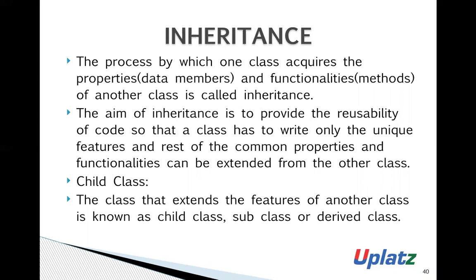Now, what is the aim behind inheritance? It is to provide reusability of code so that a class has to write only the unique features and the rest of the common properties and functionalities can be extended from the other class. That is, you write only the essential features or the unique things of this class, and all the other things can be inherited from some other class.